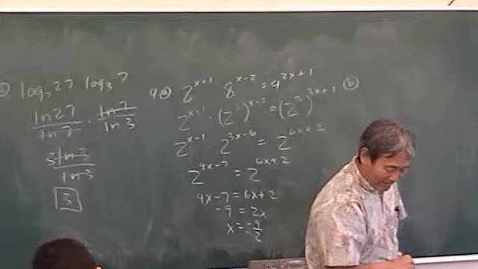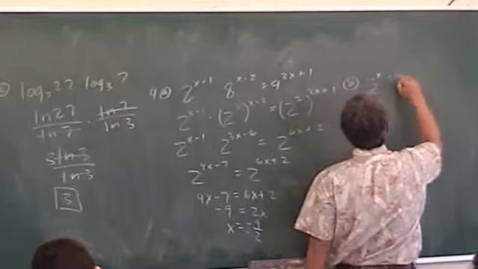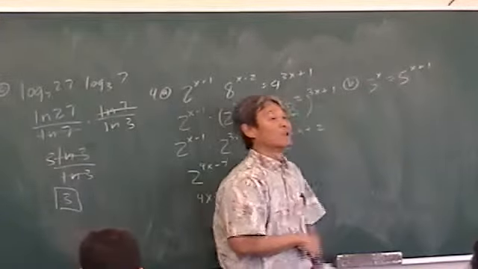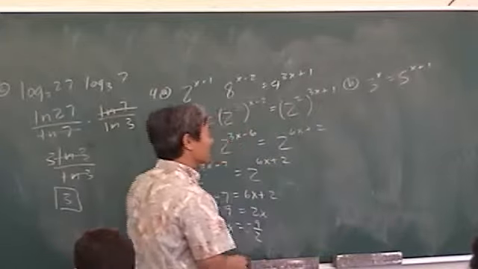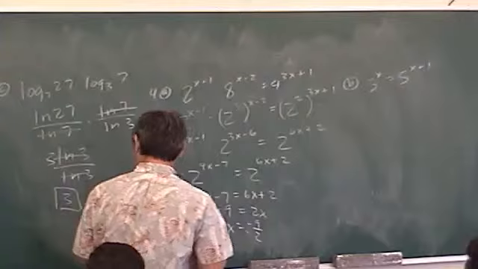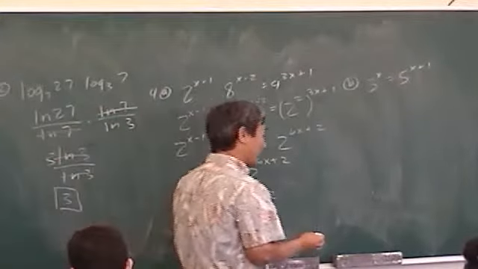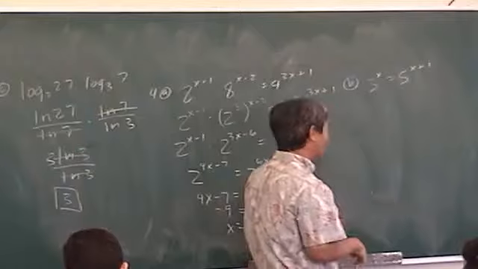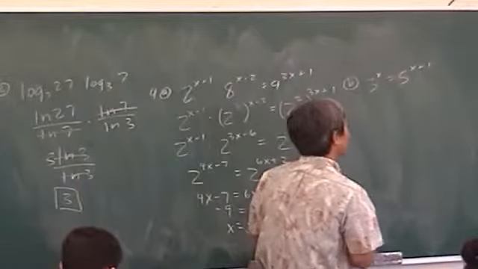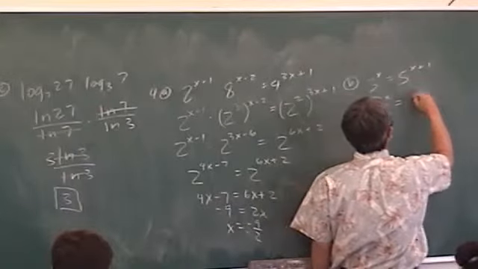Okay, now this one, they don't have a common base. 3 to the x equals 5 to the x plus 1. Now, what happens when they don't have a common base? Then you use logarithms. So we had a problem like this on the homework. You log both sides. Now, it doesn't matter what log you use. You can use base 3, base 5, base 10, base e, whichever you want. Natural log. If you don't know what to do, just use natural log.